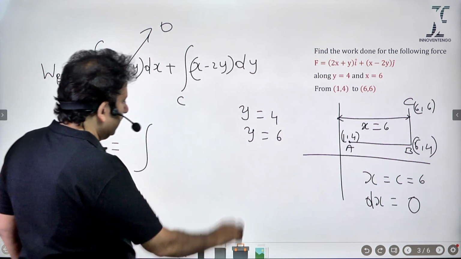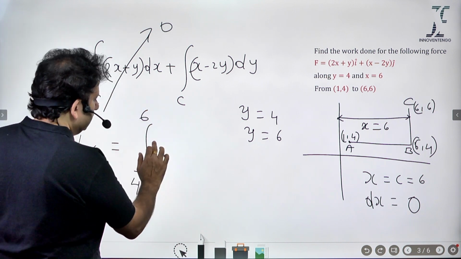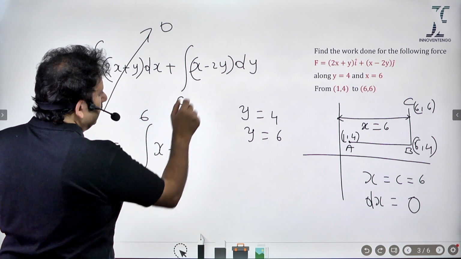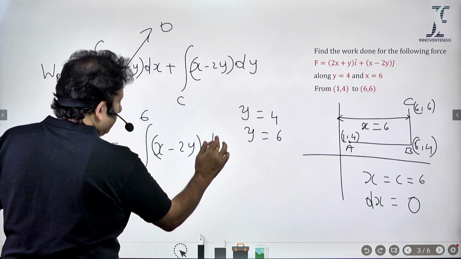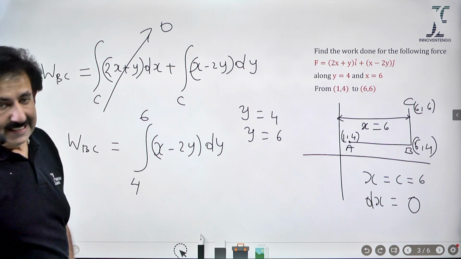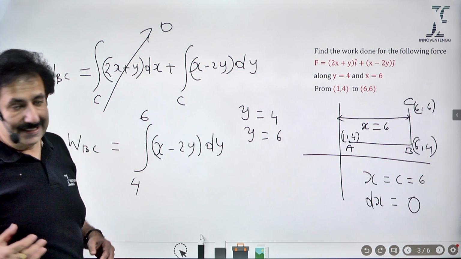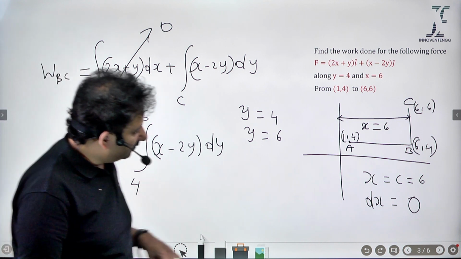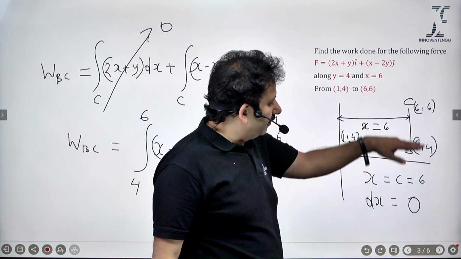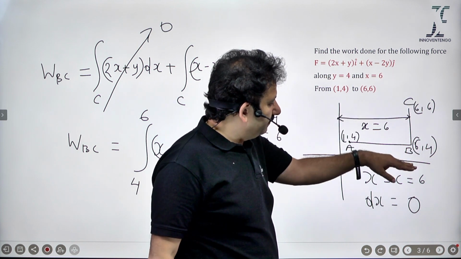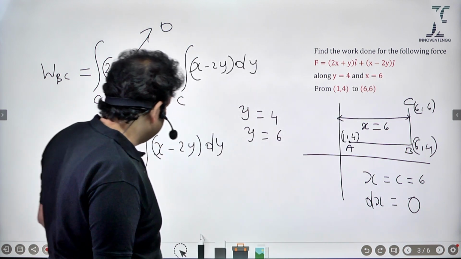The limits are of course from y equal to 4 to y equal to 6, and x minus 2y. Since you are integrating with respect to y, everything should be in terms of y, right? That's a basic rule. Otherwise, you cannot integrate. So how would you replace x? Because we know that x is 6. Along the travel, when you are traveling along BC, you find that your x coordinate does not change at all. It remains 6.